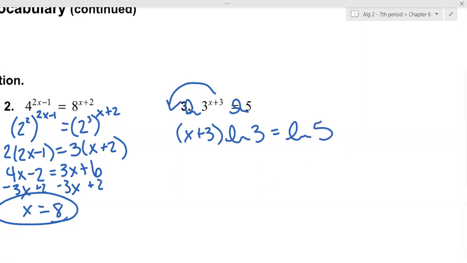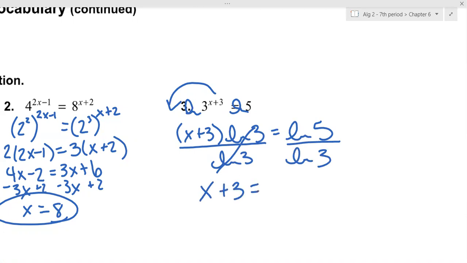Now I want to think of natural log of 3 as some number, and it is some number. If I put it in the calculator, I would get a decimal. So the first thing I'm going to think to do is just divide by natural log of 3. And again, you can find that in your calculator. So I would have, I'm just not going to do it yet. I would have x plus 3 equals natural log of 5 over natural log of 3.